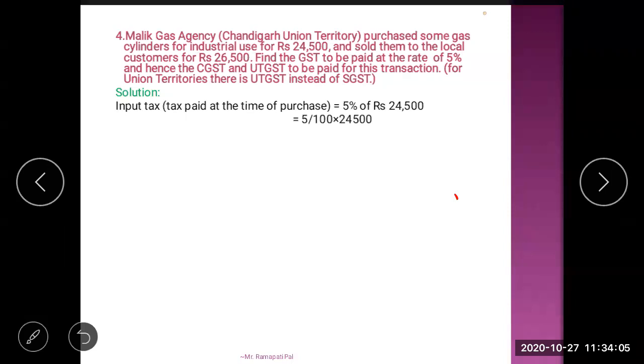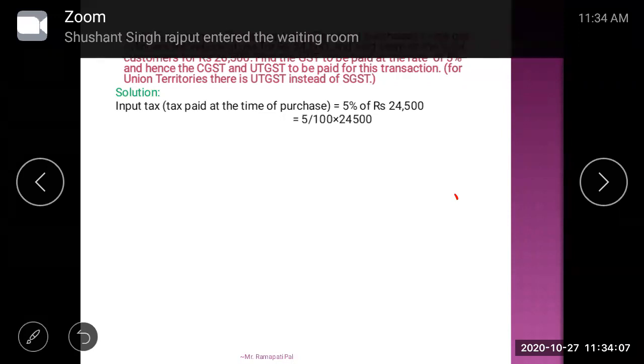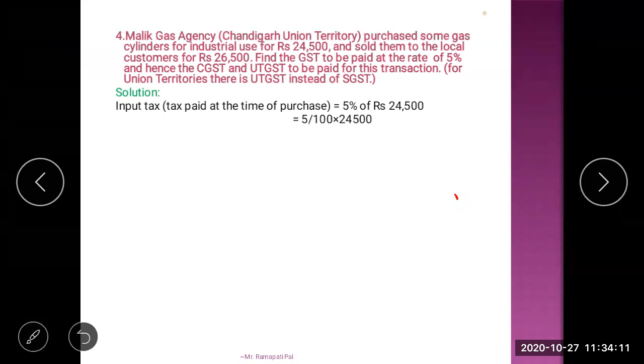Okay. Now, so we got the input tax. Now we will find out the output tax. That is 5% of 26,500. Correct? 5% of 26,500 means 5 upon 100 into 26,500.